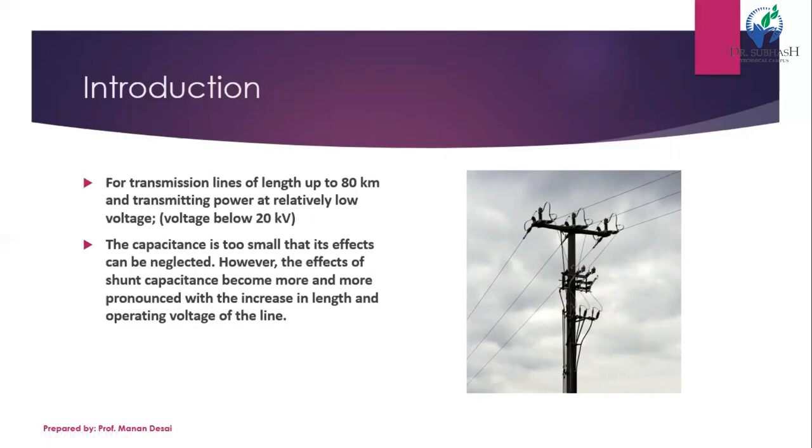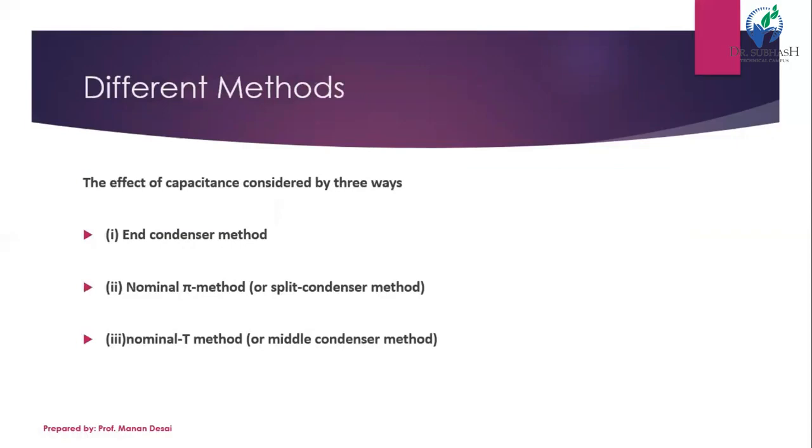There are three ways to consider the effect of capacitance. First is the end condenser method. Second is the nominal pi method, or split condenser method, as we can say. And third is the nominal T method.